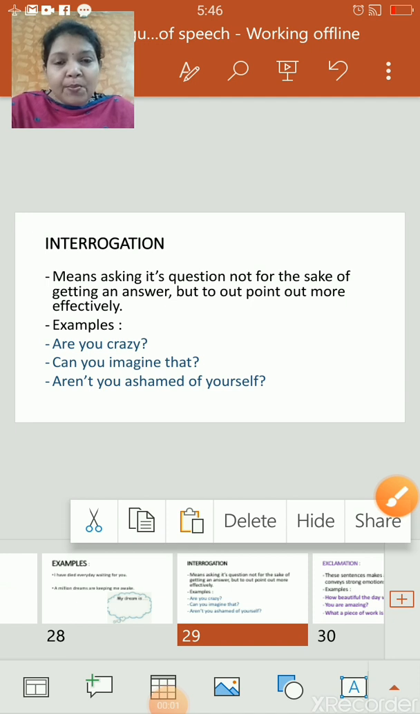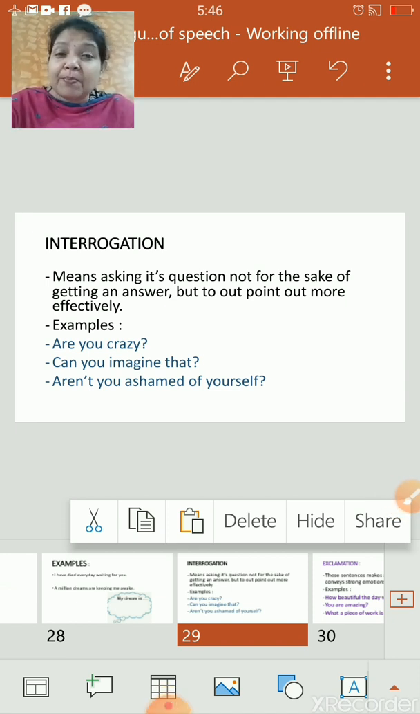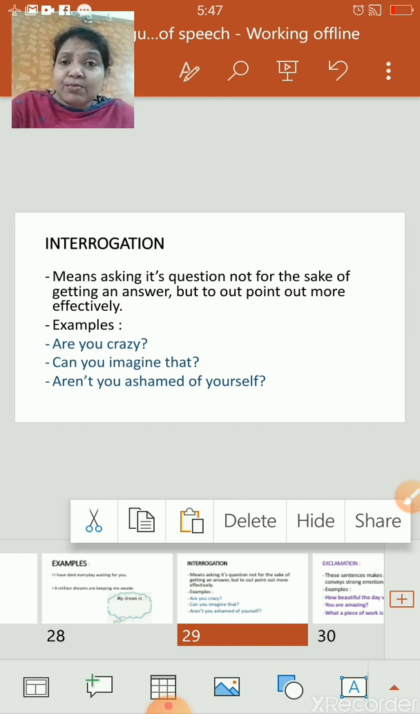Now our next topic is interrogation. Now what I mean by interrogation, we have already done this topic many times. Now interrogation is nothing but something which ends with a question mark. That means you're going to ask a kind of question to someone. It could be something like, are you crazy? Can you imagine that? Aren't you ashamed of yourself? So whenever we say this kind of sentence, and in the end we put a question mark, that is nothing but interrogation.